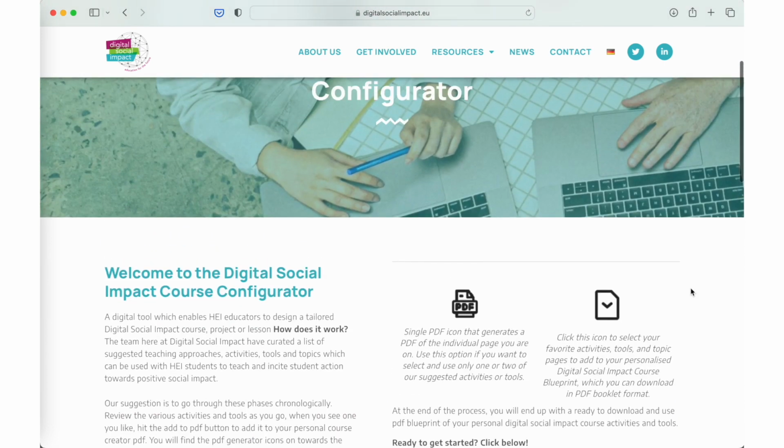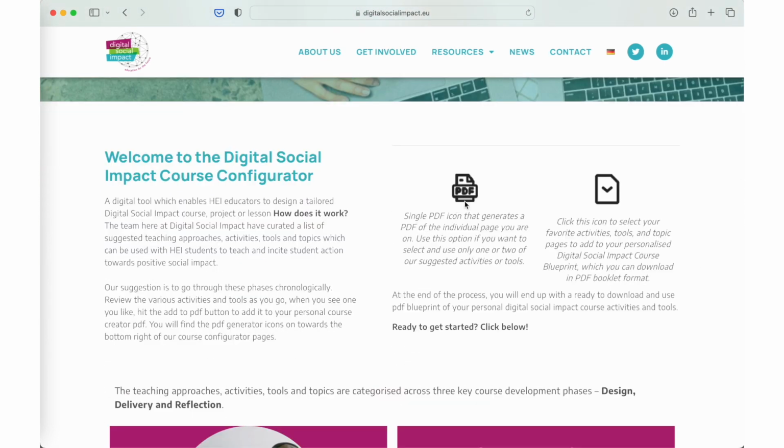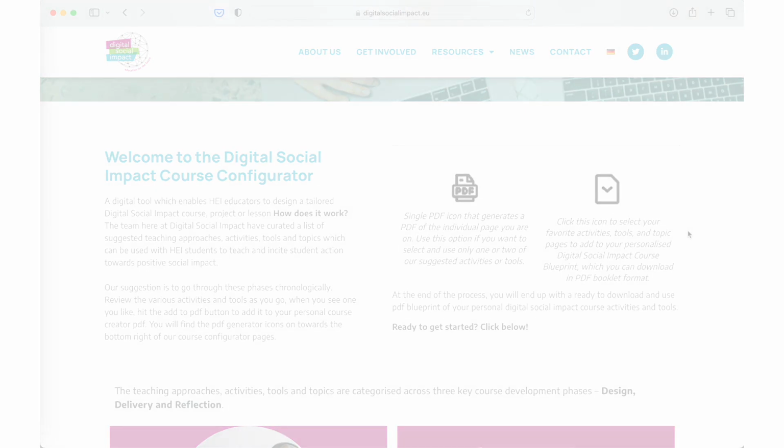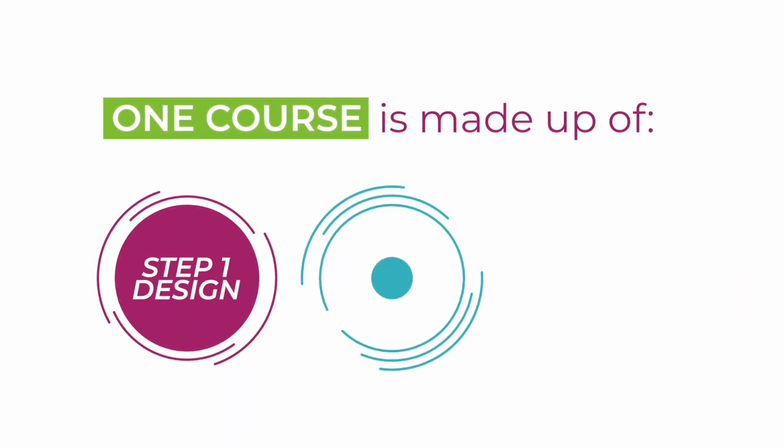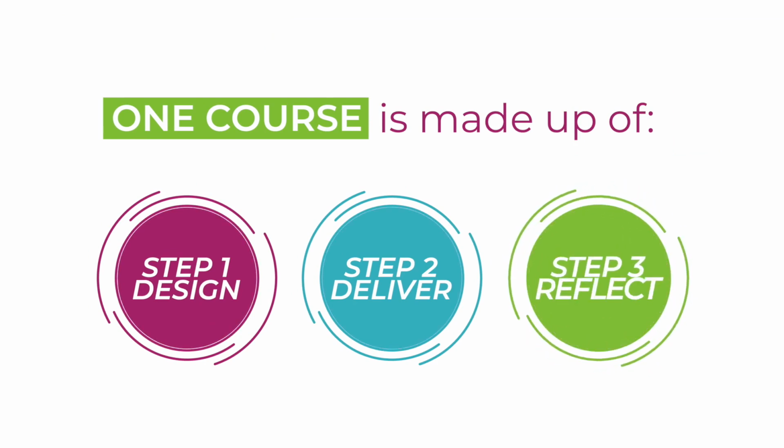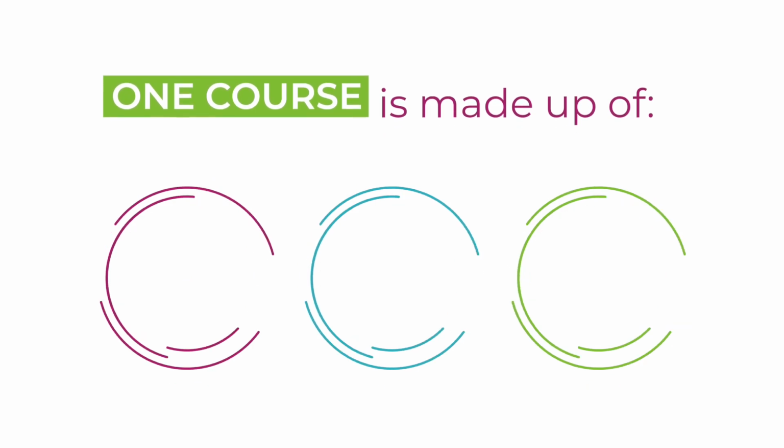It's important to notice these two icons. The first one, the PDF, which allows you to save the file in PDF format, and the other icon which allows you to add the file to the configurator and save it in booklet format together with other resources and activities. It's important to remember that one course is made up of Step 1 Design, Step 2 Deliver, and Step 3 Reflect. We need to go through all three steps to configure our course.